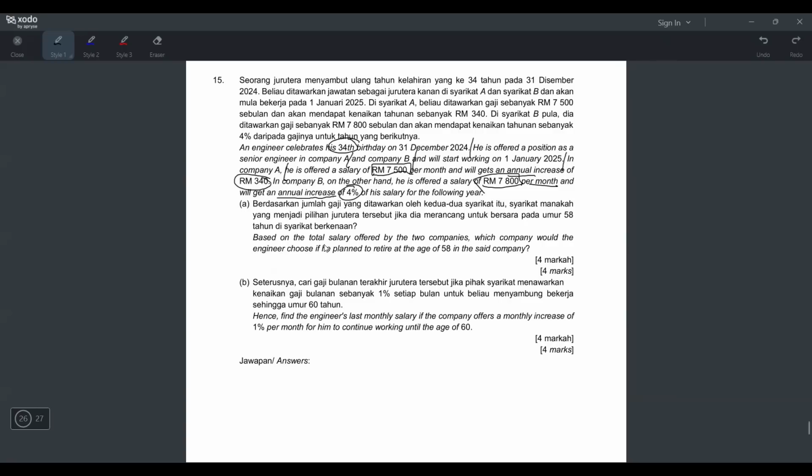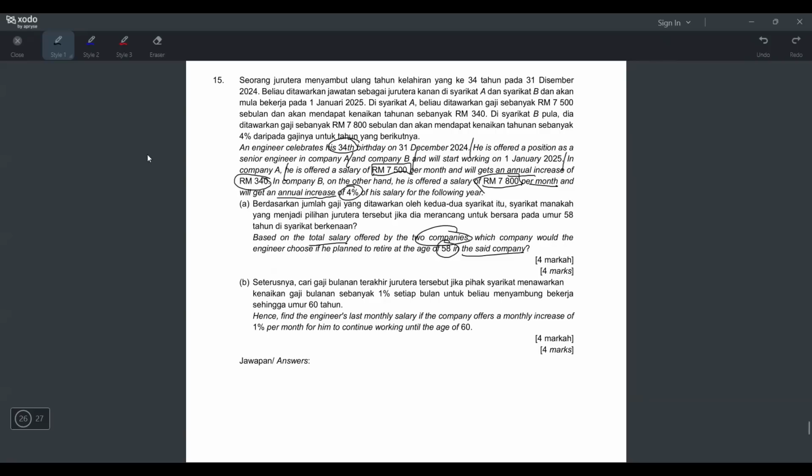Soalan A, based on the total salary offered by the two companies, which company would the engineer choose if he planned to retire at the age of 58 in the company? Okay, they give you 4 marks for this, but they want you to find out the total salary for both companies, right? For the two companies, if he retires at age 58.